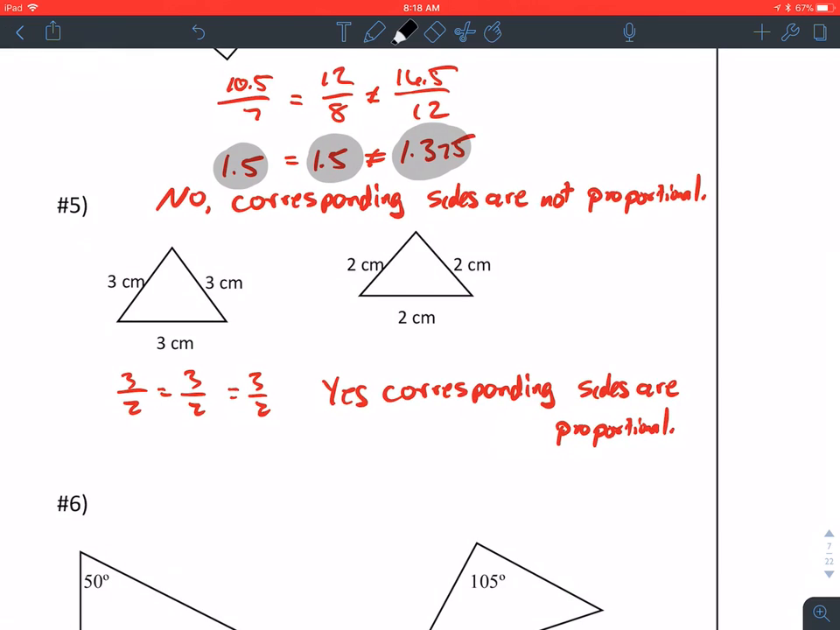Number 5, these are similar by the side-side-side similarity. Two corresponds to 3, 2 and 3, and 2 and 3, or you could do it 3 and 2. Doesn't matter which one's on top as long as it's all the same triangle. Those ratios are all the same. So by the side-side-side similarity, those two triangles are similar.